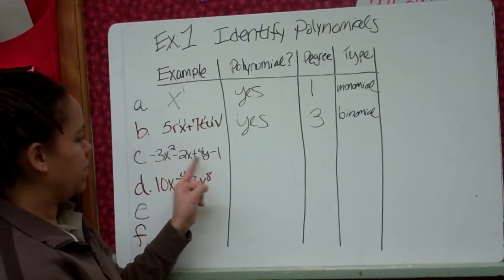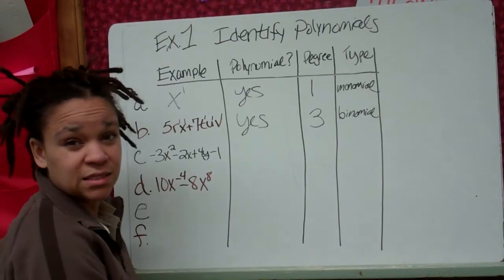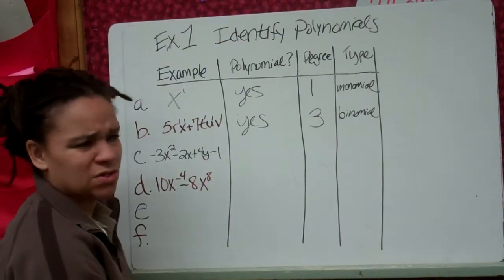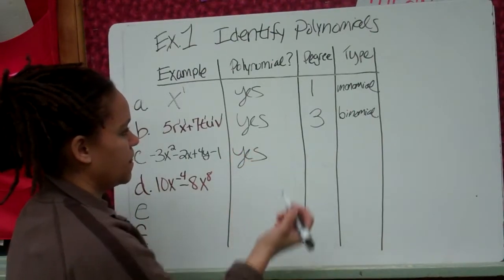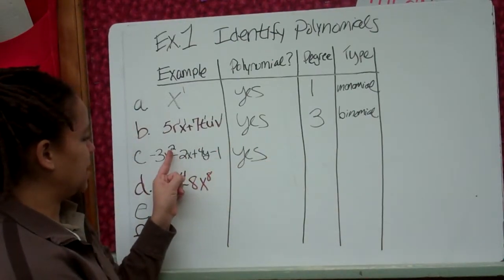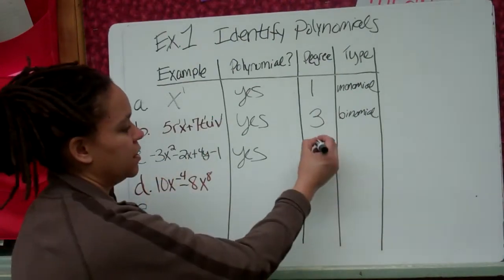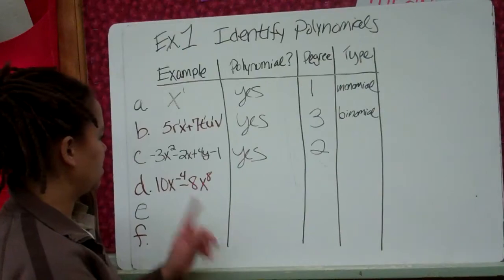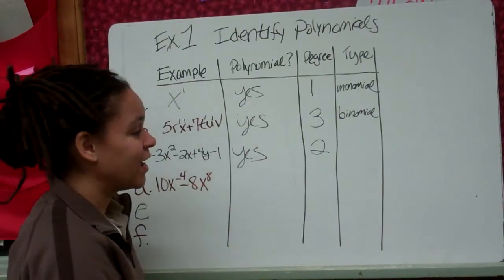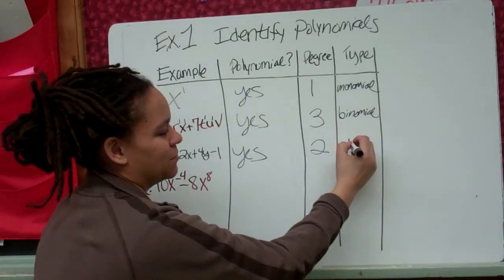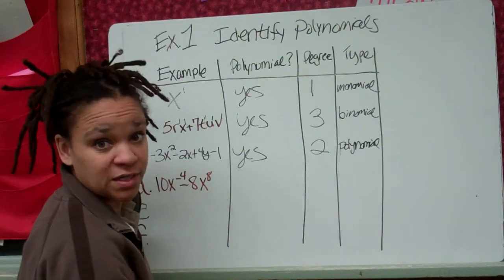Here we have 1, 2, 3, 4 terms. Do we think that's a polynomial? There's some negatives in there. Yes, it is. What's the degree? Let's look at the exponents. That's 2, that's 1, that's 1. So the highest degree here is 2. And what type is this? 1, 2, 3, 4. We're past trinomials. We don't call anything after that anything other than polynomial. I hope you are having as much fun as I am.